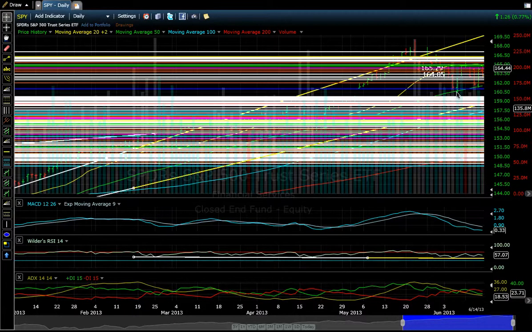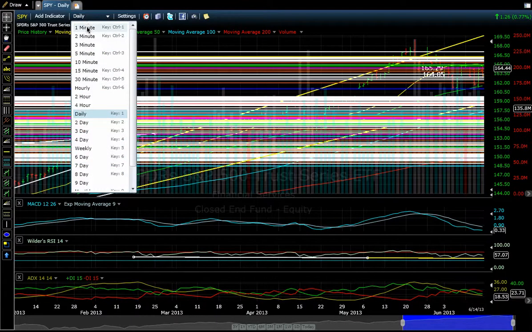There was almost a gap fill here, but not complete, as it bounced on this green line, which is the 50-day moving average. So I'm going to go back to the daily chart, I'm sorry, the minute chart.